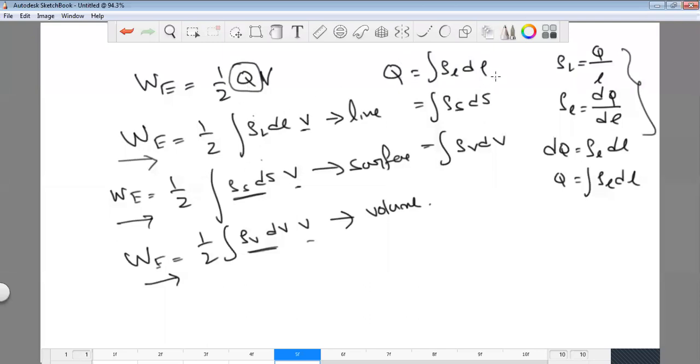So how can we get the Q value? It depends upon the charge configuration. So rho_L equals Q by L, rho_S equals Q by S, rho_V equals Q by V. So rho_L equals dq by dl, rho_S equals dq by ds, and rho_V equals dq by dv. By using these equations we can rewrite the W_E equations like this. Okay, and next step.